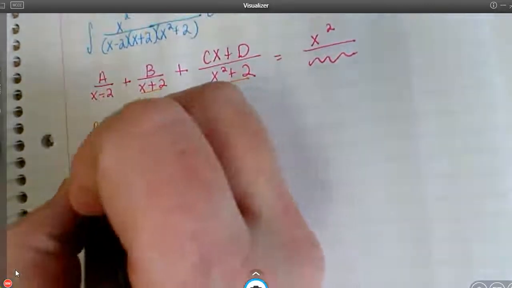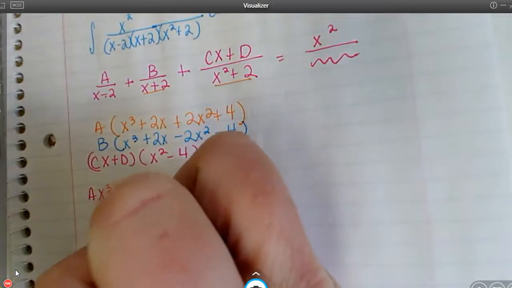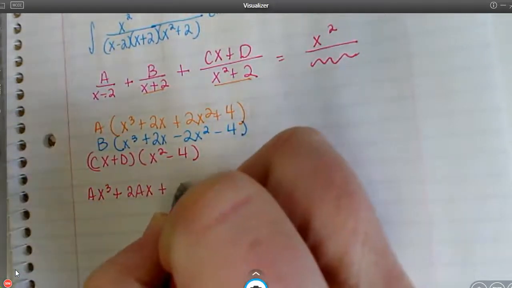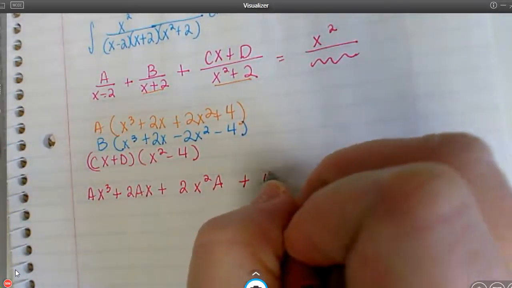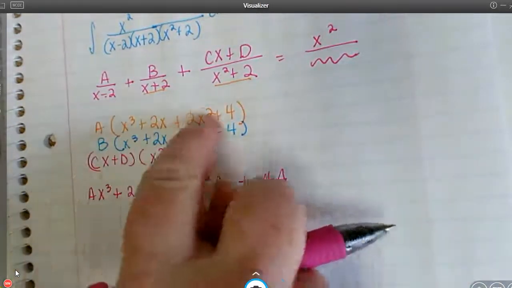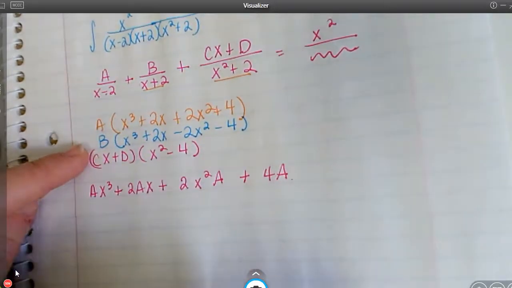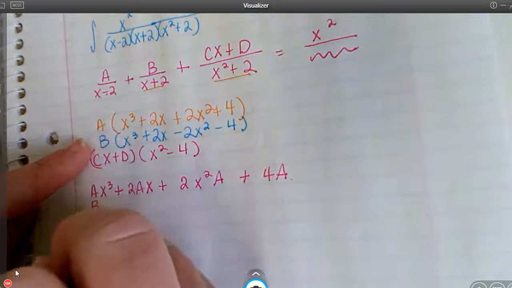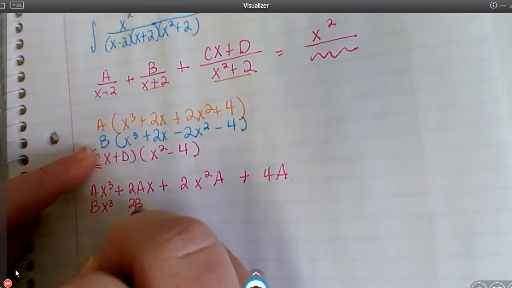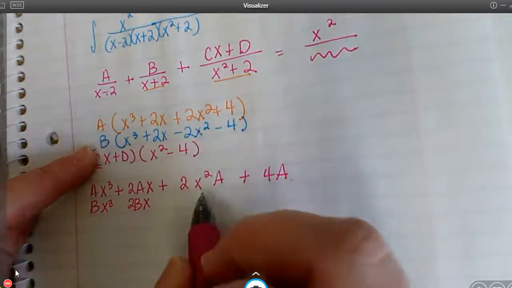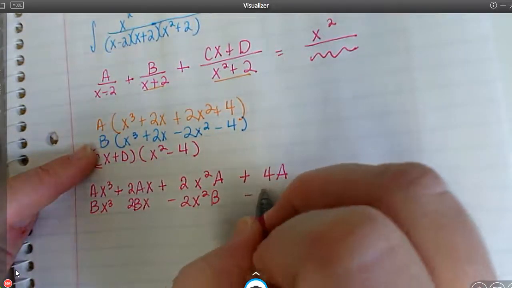Alright, so I'm going to go ahead and multiply and get Ax to the third plus 2Ax squared plus 4A. Sorry, Ax to the third plus 2Ax minus 2A x squared minus 4A. And that's just A times all that stuff. When I multiply the B times all the stuff, I'm going to put it underneath the one that it goes with. So B goes with x to the third. B times 2x will go here. B times negative 2x squared will go here. And negative 4B goes there.